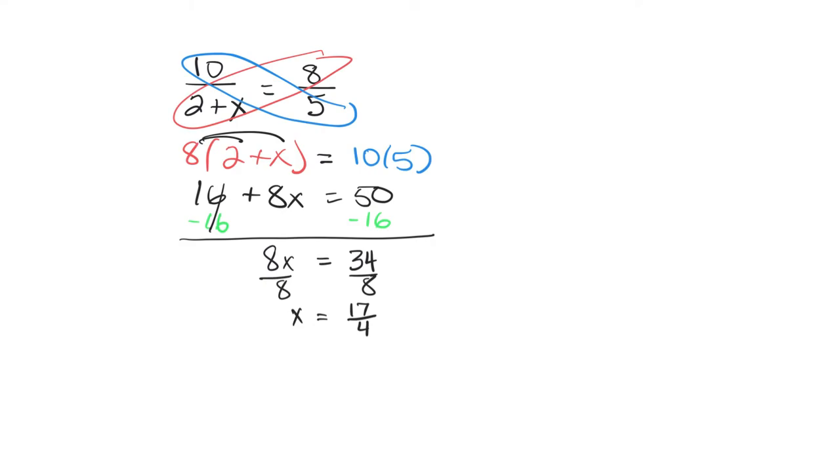Remember that you can put this into your calculator when you get 34/8, using the fraction key between them. Some of your fraction keys look like this. And then if you hit equals, it will reduce the fraction for you.